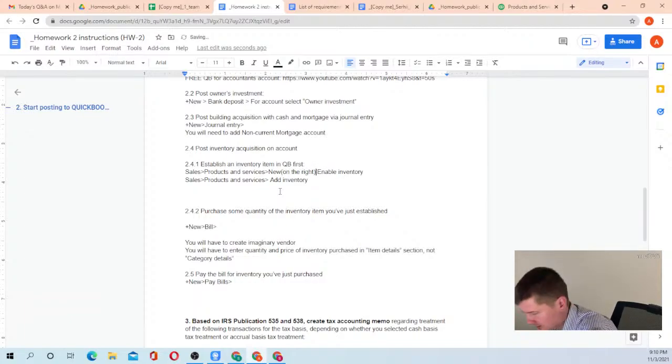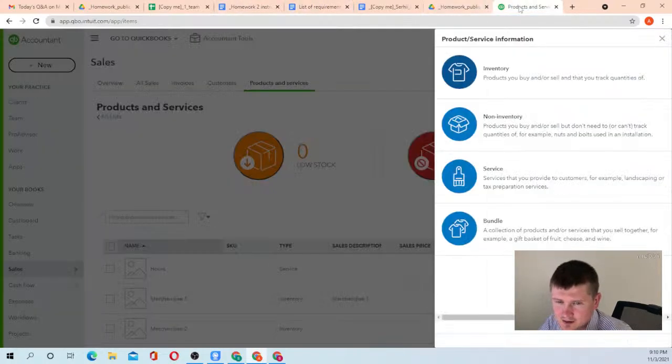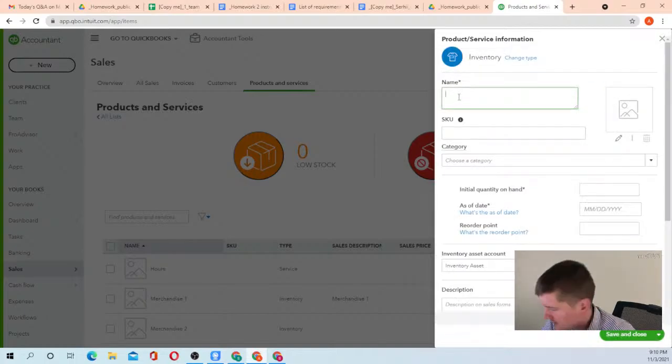A new button on the right. And then we enable inventory here. And we call it merchandise 3. I call it merchandise 3 because I've already created 3 different inventory accounts.